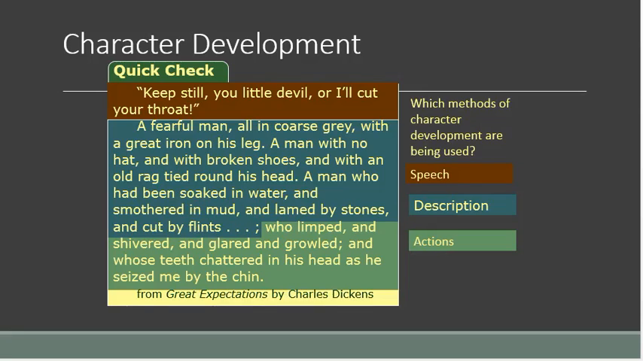Well, there's speech. "Keep still, you little devil, or I'll cut your throat." There's also the character's physical description. He was a fearful man in coarse gray. He had a great iron on his leg. Why would he have an iron on his leg? A man with no hat. He had broken shoes, an old rag tied around his head. He had been soaked in water, smothered in mud, lamed by stones, and cut by flints. That's his physical description. Then he has some actions here. He limped, shivered, glared, growled, and his teeth chattered in his head as he seized me by the chin. So in this small excerpt, you have speech, description, and actions that help you form some information about the character.